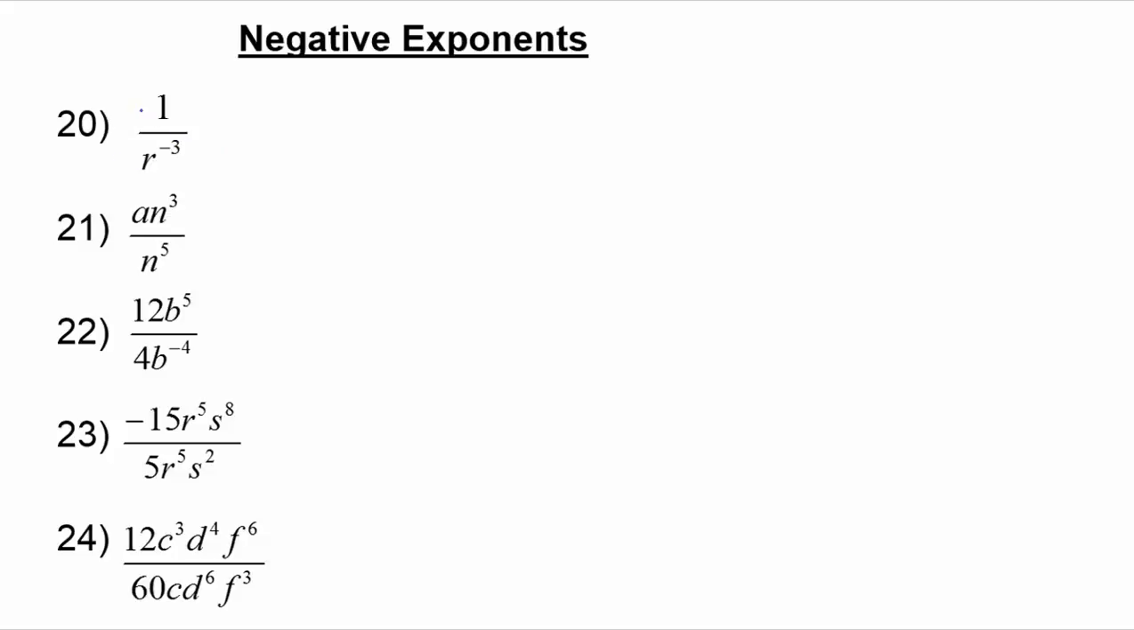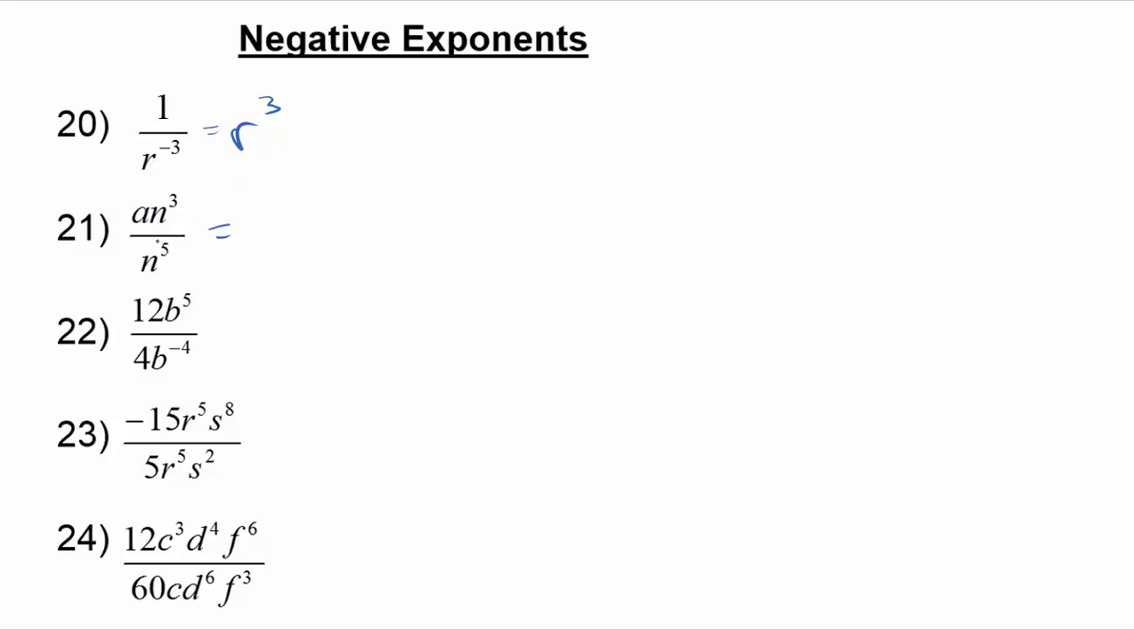So if a negative exponent's on the bottom, we said, it's got to move to the opposite side. So we can't leave negative exponents in our answer. We're going to move this r to the negative 3 to the top and make it positive. So it's just r to the third.